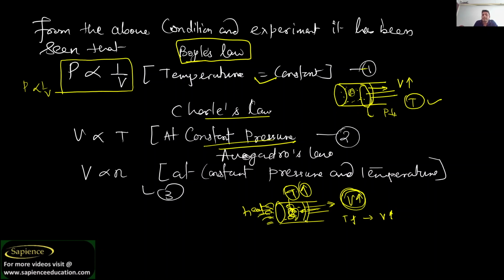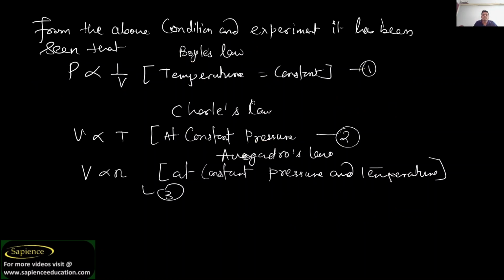See here, if it is a flexible and frictionless piston, and it is moving here and there, what will happen? If the pressure tries to increase, it will move or slip in the right direction. So this is what they are telling. So as per Charles' law, volume is directly proportional to temperature at constant pressure, and this is known as Charles' law. So this is equation number 2.